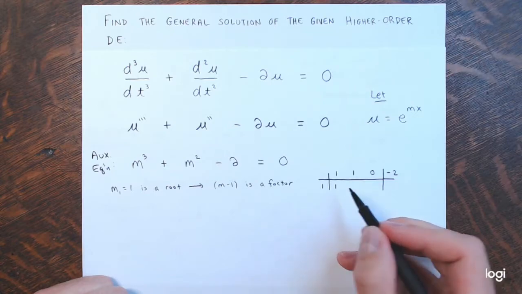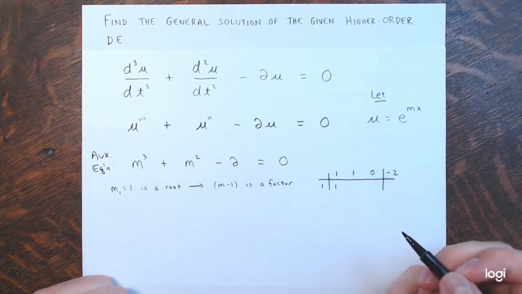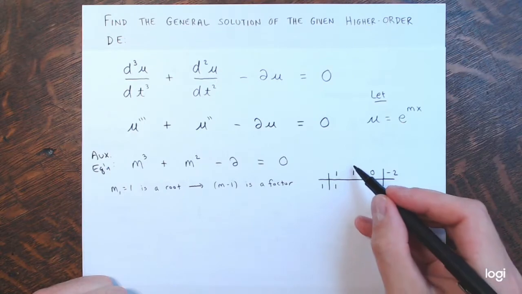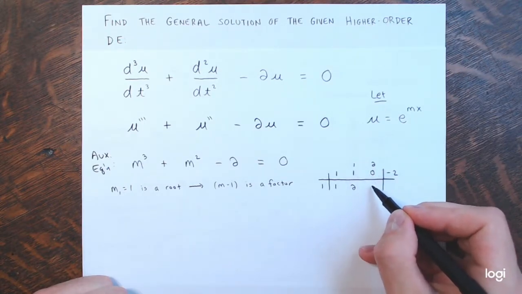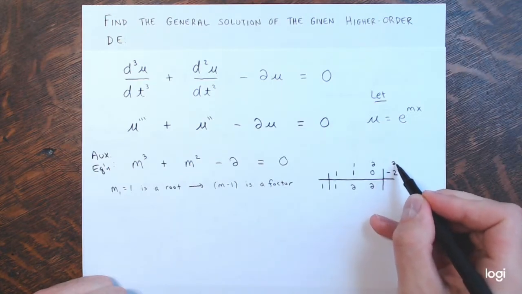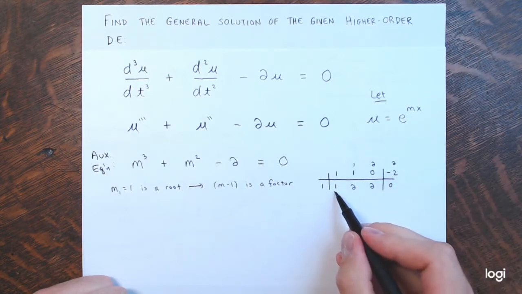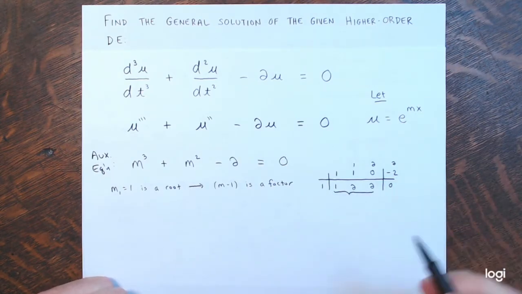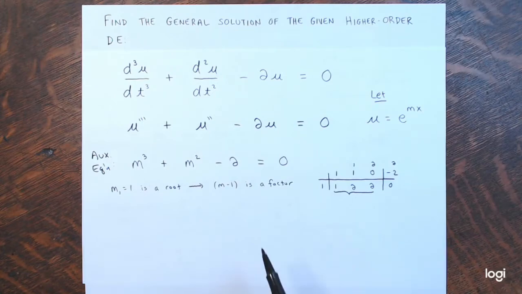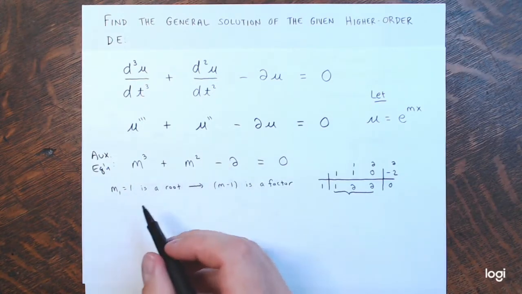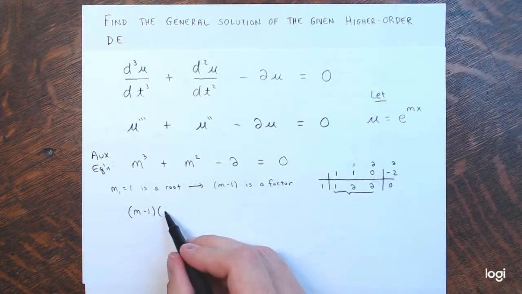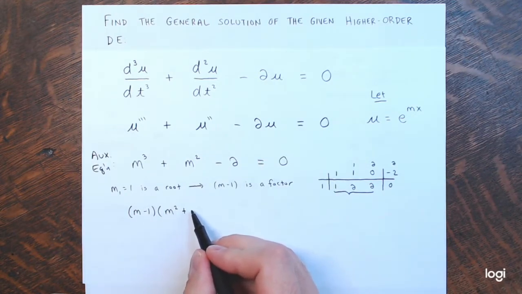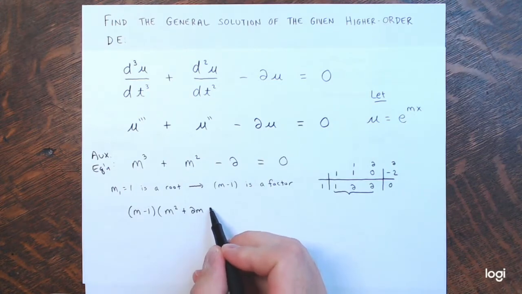Drop the first. Hopefully you recall how to do long division or synthetic division like I'm doing. 1 times 1 is 1, 1 plus 1 is 2, 1 times 2 is 2, 2 plus 0 is 2, and 1 times 2 is 2, 2 plus -2 is 0, and you're getting the other factor from these coefficients here. So this m cubed plus m squared minus 2 factors to m minus 1 times m squared plus 2m plus 2.